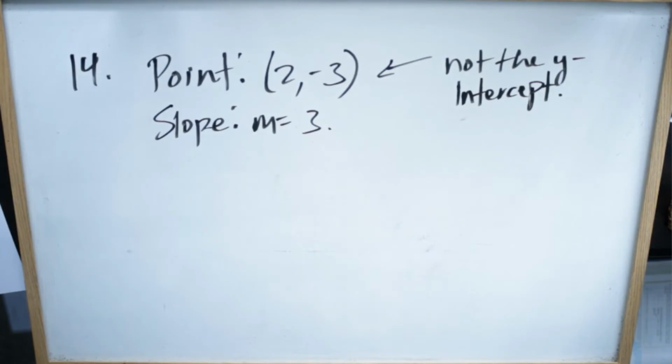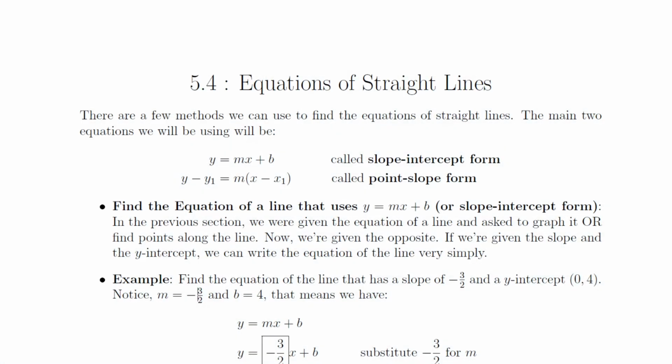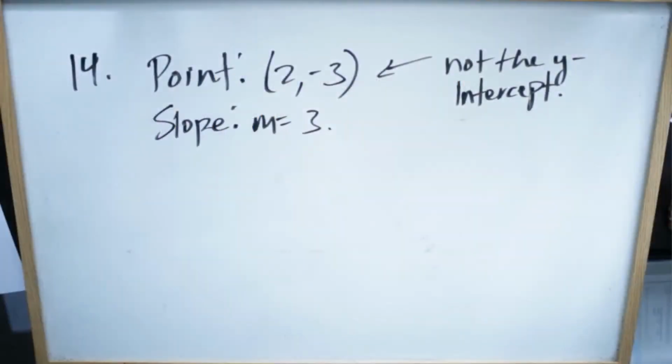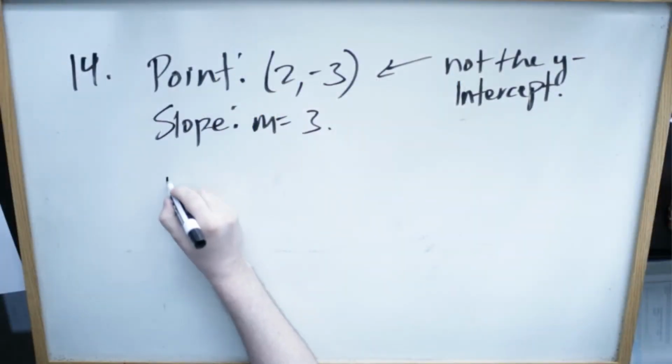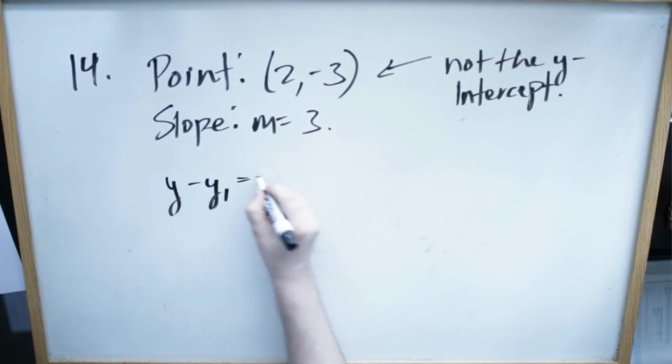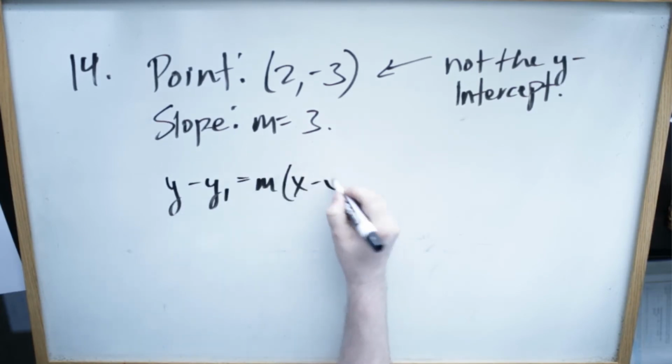That is not the y-intercept, so we cannot just simply go and use y is equal to mx plus b in this equation. There is a way to do it, but it's way more complicated, and so I'm going to show you how to use the point slope form. The point slope form, if you go back to the notes, is going to be right here. y minus y1 is equal to m times x minus x1. So let me go ahead and toss that in as an equation. y minus y1 is equal to m times x minus x1.